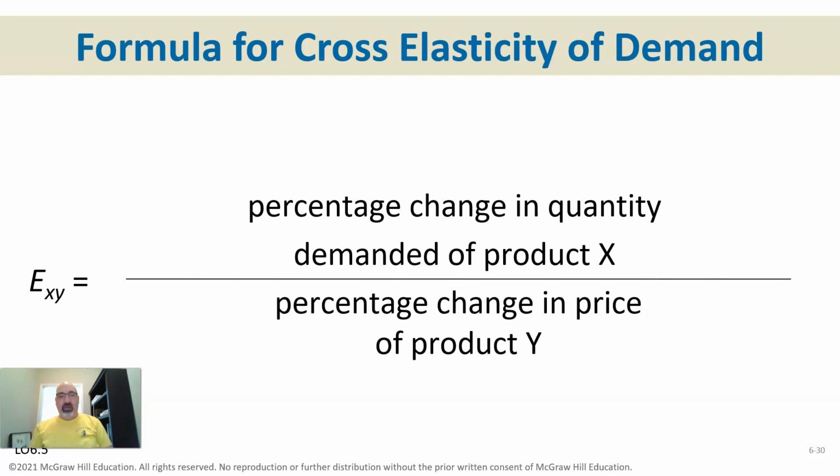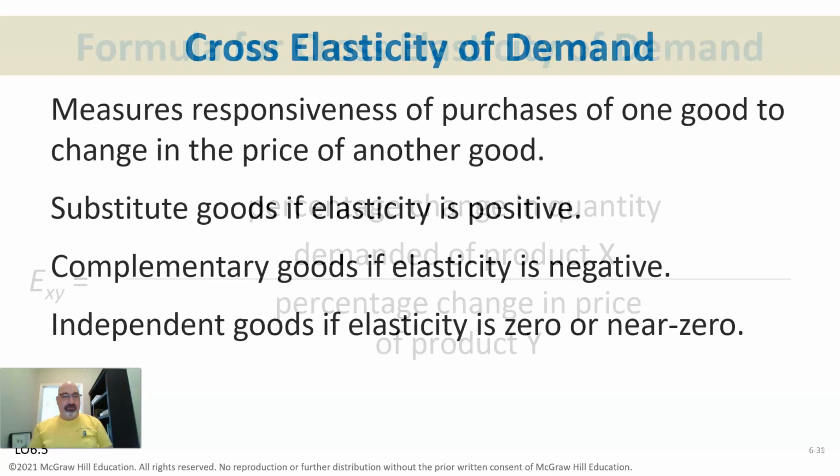So if quantity demanded of good X goes up based on a percentage change in price of good Y going up, then that's going to be a positive number. And if it's positive, that means that they are substitutes. Okay?